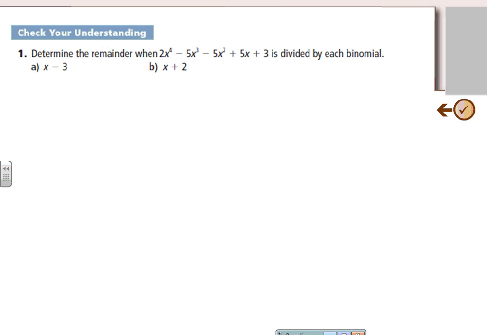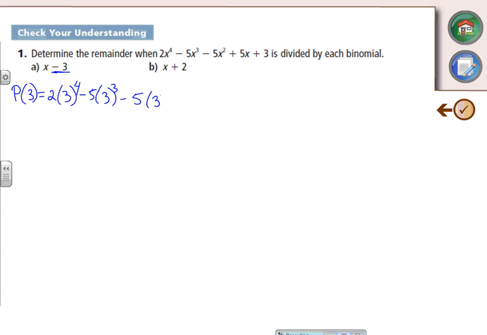All right, let's try this one out. Determine the remainder when that is divided by x minus 3. Synthetic or function notation. We're going to use the remainder theorem because that's what we just learned. So let's try that one out. So we've got P at, and because it's negative 3, we're using a positive 3. P at 3 gives us 2 times 3 to the 4 minus 5 times 3 cubed minus 5 times 3 squared plus 5 times 3 plus 3.